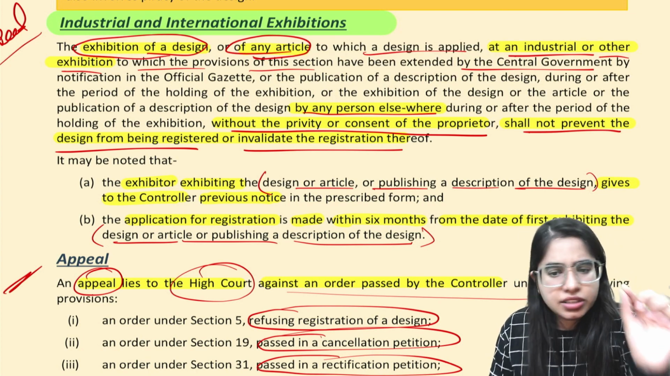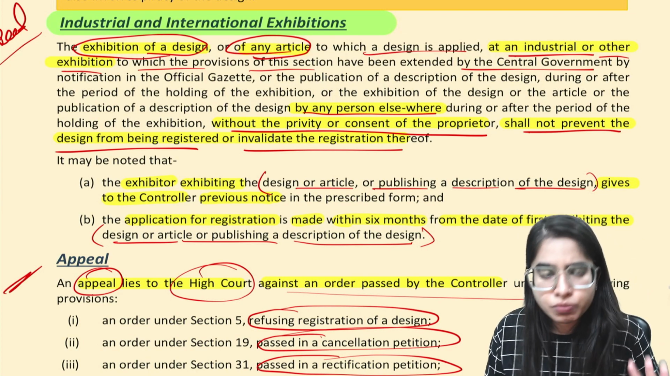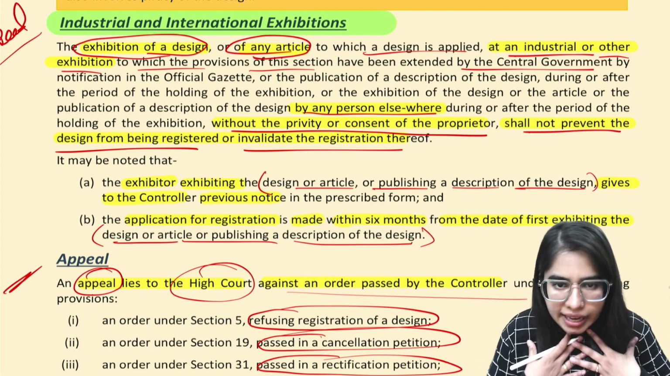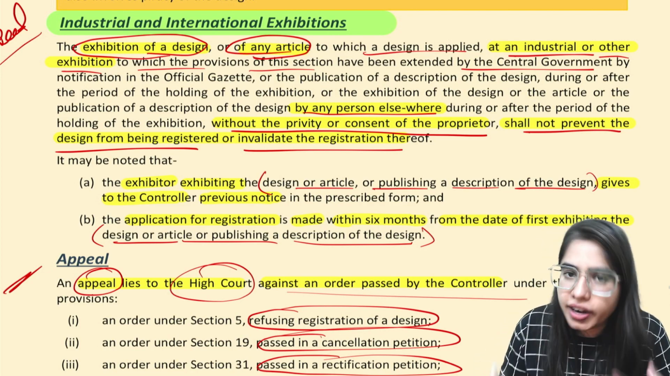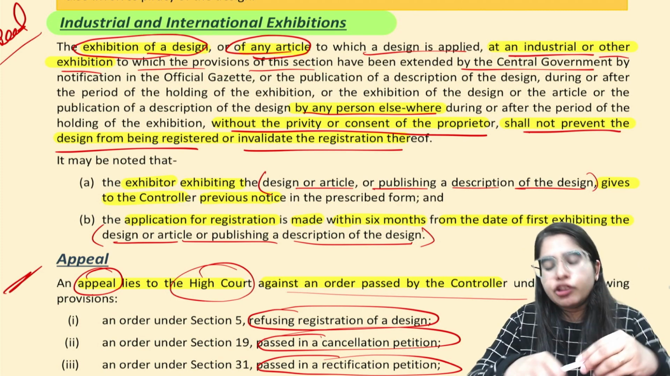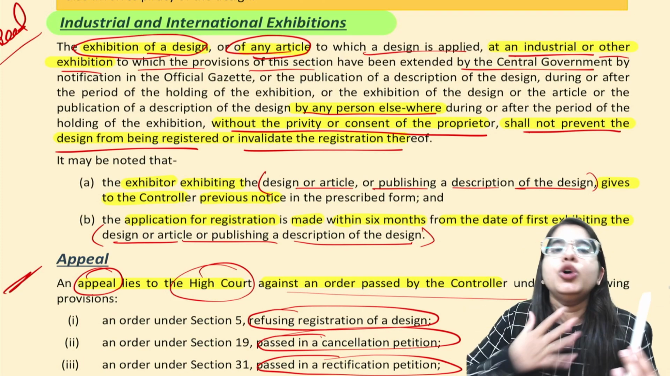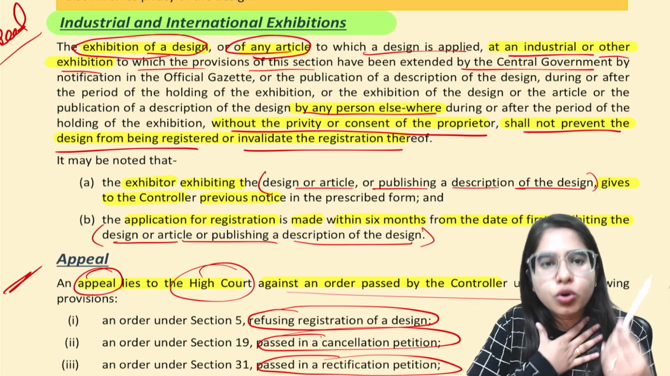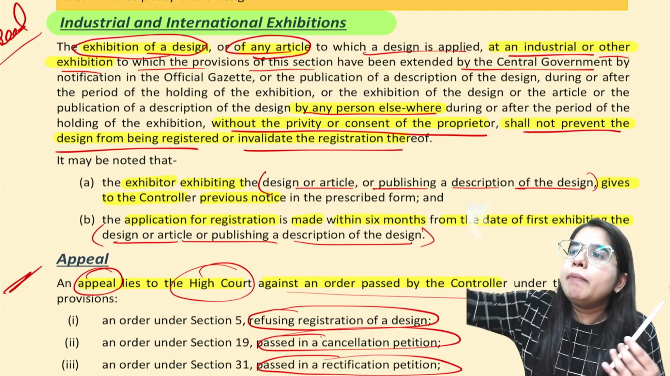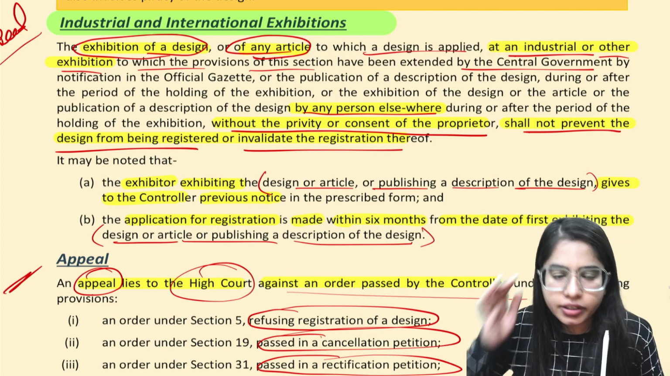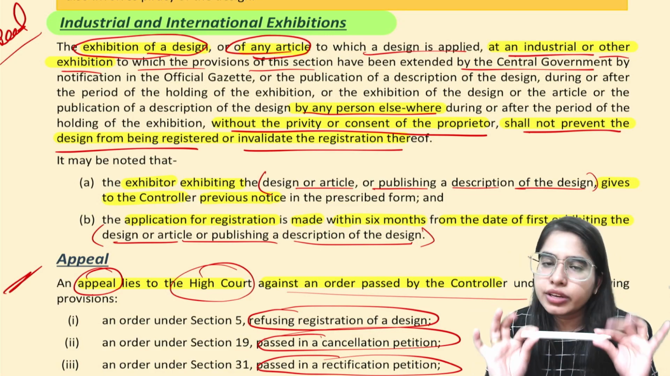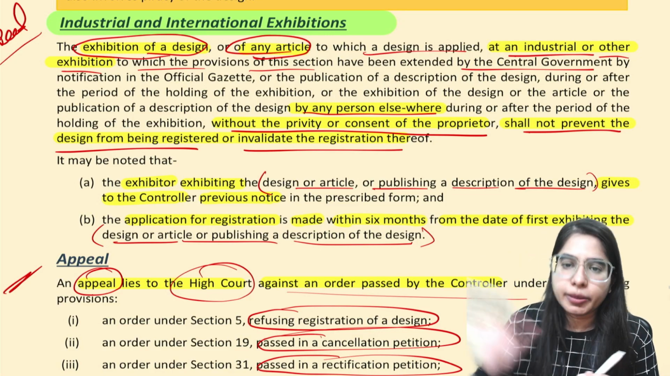Simple one point. Once again I will repeat here what is given here. Let's say I made a design and I am the proprietor of that design. Let's say I made a unique design of pencil and I am the owner, because I made this design. I have applied to the controller of patent for registering this design. Okay, I have already applied.